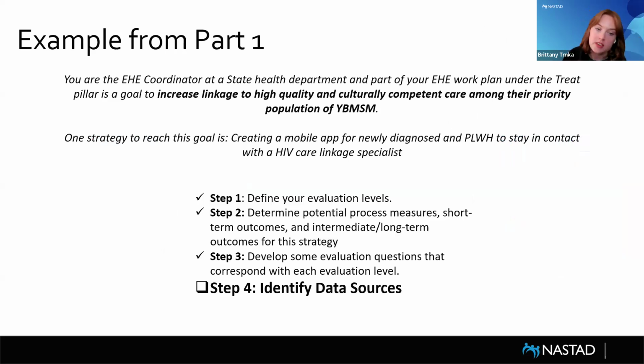So in part 1 of this series, using that framework as a guide, we used an example to walk through the first 3 steps of the evaluation planning process, which are defining your evaluation levels, determining your process measures and outcomes, and developing evaluation questions. So for today, we're taking the same example, and to simplify the exercise even further, we're only going to use one of the strategies. So we can walk through together on how one might go about finding data sources to monitor and evaluate their EHE strategies and activities.